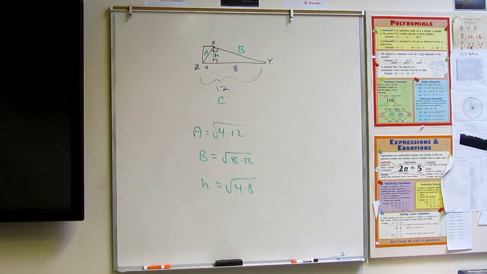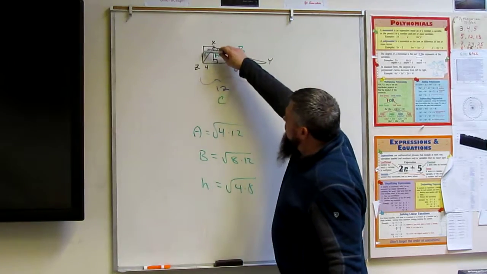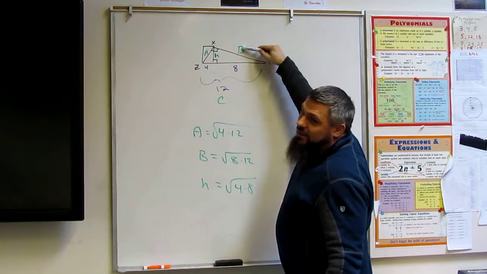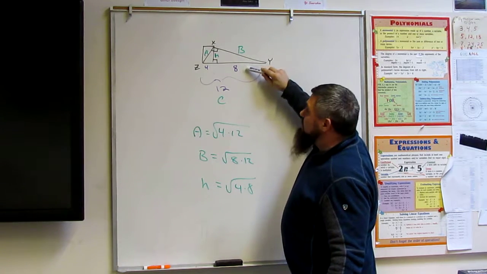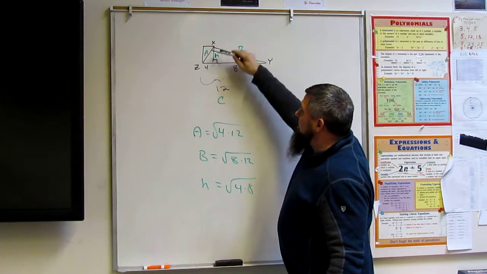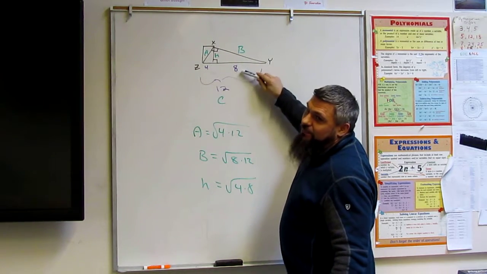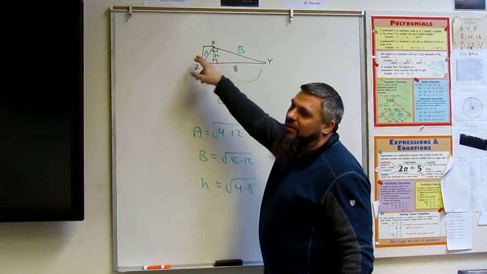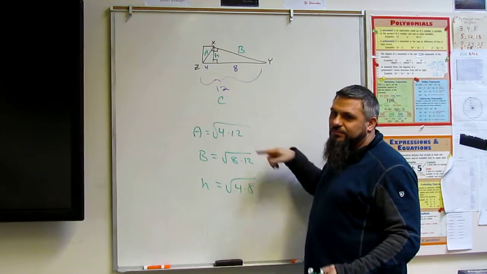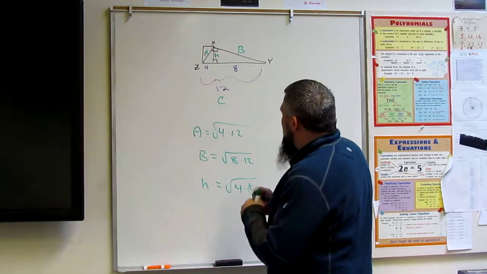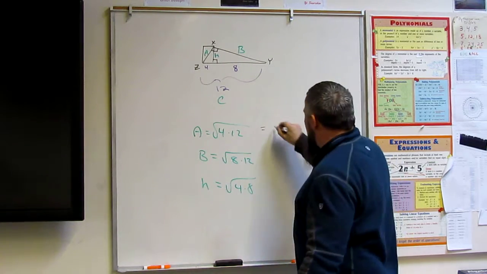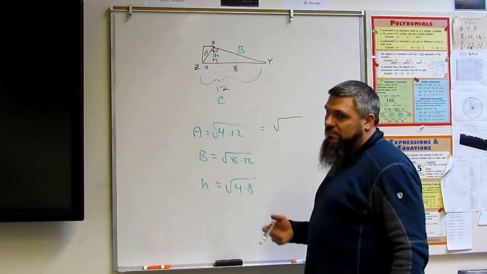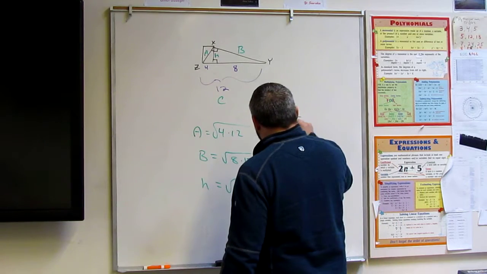So the way I look at this is that A equals this left side times the big side, right? B equals this right side times the big, and the height equals this left side times the other side. And it's the squares of these. So A squared equals it, and that's why we do the square root, right? And so A would equal the square root of, well, 4 times 12. Very good, 48.